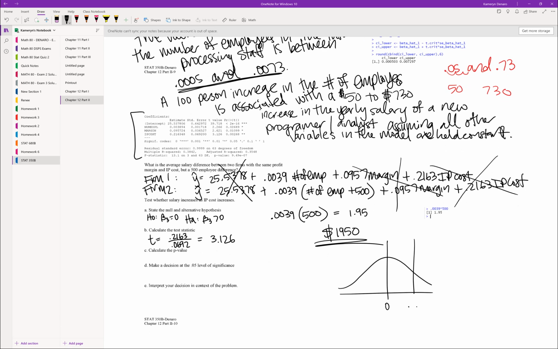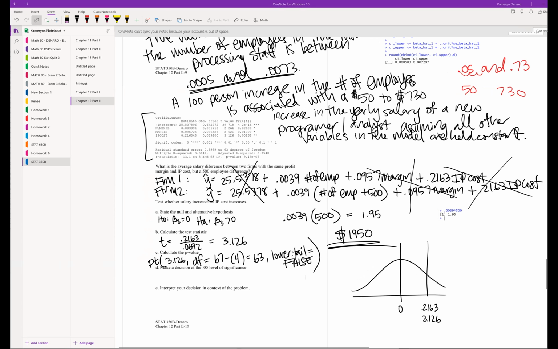Remember, our slope was 0.2163. Our t-value was 3.126. All right, to calculate the p-value, we can say pt, right? Because we want the probability of the t distribution. We can take 3.126. Our degrees of freedom is equal to our sample size, that's 67, minus k plus 1. In this case, k plus 1 is 4. That's going to equal 63. And then we're going to say lower.tail equals false, and close those parentheses. Okay, so we can do this in R. Similarly, if you want to use a table or something else, you can do that as well.